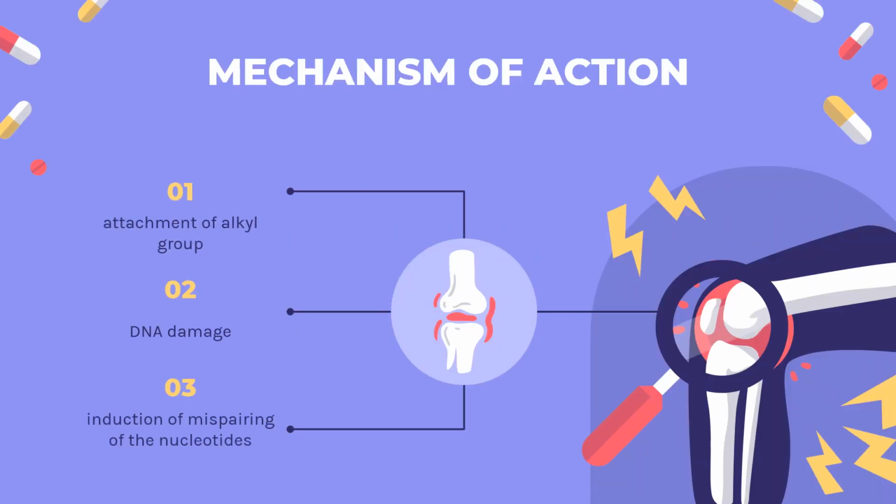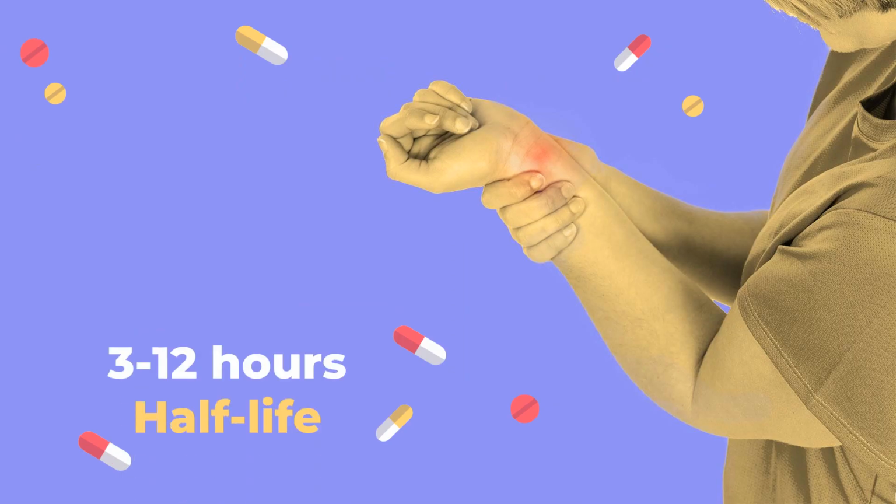Mechanism of action. Alkylating agents work by three different mechanisms. 1. Attachment of alkyl groups to DNA bases, resulting in the DNA being fragmented by repair enzymes in their attempts to replace the alkylated bases, preventing DNA synthesis and RNA transcription from the affected DNA. 2. DNA damage via the formation of crosslinks, bonds between atoms in the DNA, which prevents DNA from being separated for synthesis or transcription. And 3. The induction of mispairing of the nucleotides leading to mutations.